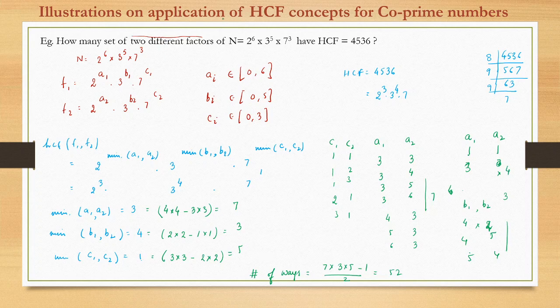Since the question was to find the set of two different factors, here we were not differentiating between F1 and F2, rather just unordered pairs were asked. Had it been ordered pairs in the question, the answer would have been just the double. So this is the way we solve questions of this nature.